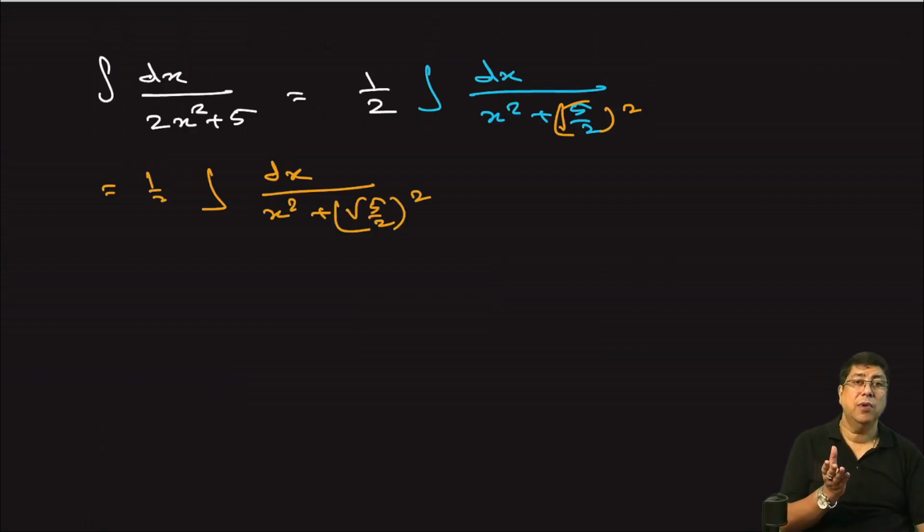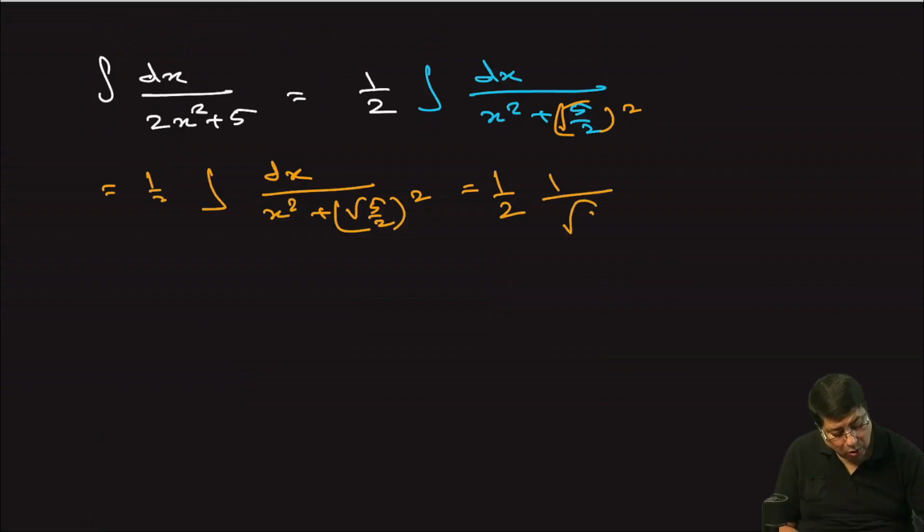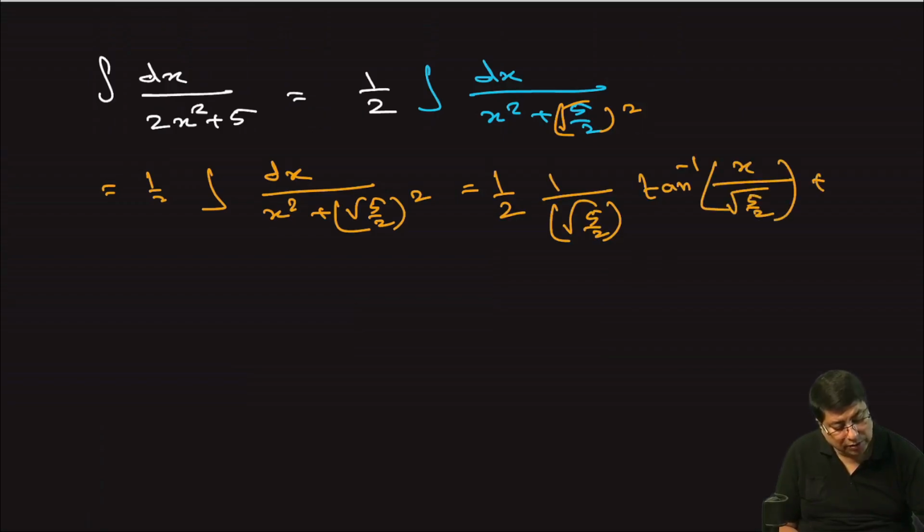So the formula is integration dx by x square plus a square, 1 by a tan inverse x by a. So a constant we can manipulate in any way. So we can write here half, and 1 by a is 1 by root over of 5 by 2, and tan inverse x by root over of 5 by 2 plus c. Okay, in this way. I will go to the next.